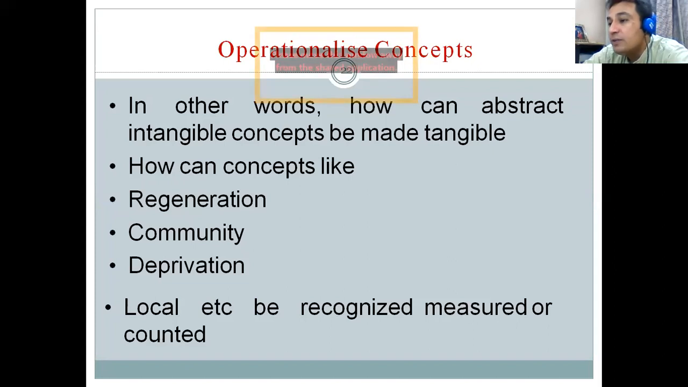Then how can these abstract or intangible concepts be made tangible or concrete? For example, regeneration, community, deprivation. All these concepts cannot be measured directly. If I have to measure community feeling, deprivation in a person, or regeneration, it is very difficult to make them tangible. I can make them tangible by providing scales to measure them. Scale here does not mean the exact percentage or something. It is actually a rating scale, and it is based upon the weights assigned.